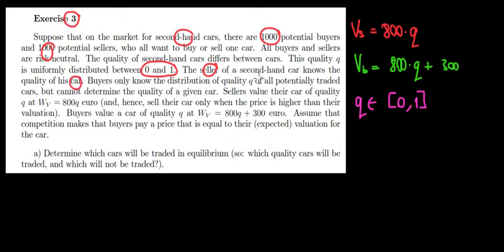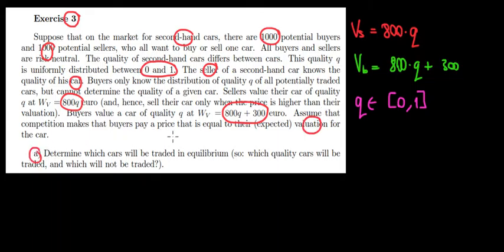They only know that there is a certain distribution. They know that they might get a good car. They also know they might get a bad car. So this is going to be a question related with uncertainty, with probabilities. Sellers value their car at the quality level of 800 times Q, and the buyers value it at 800 times Q plus 300 euros. Okay, now the price is gonna be equal to the expected valuation for the car.